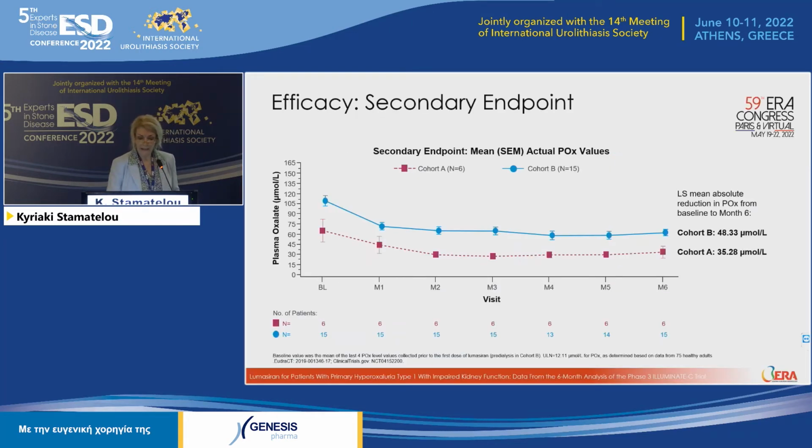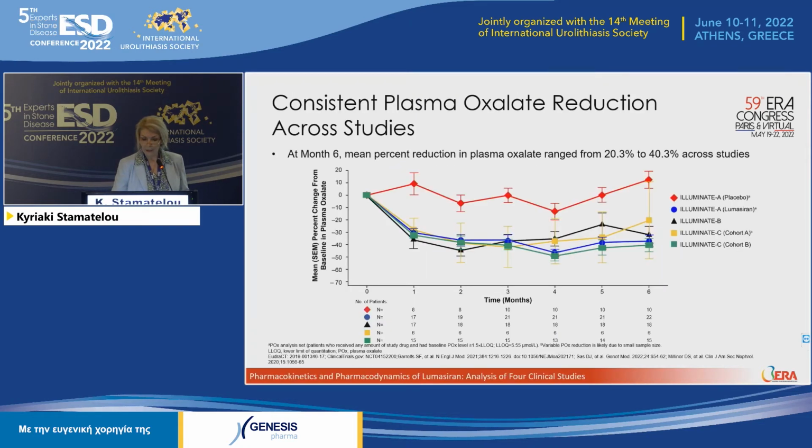The secondary endpoint also showed a satisfactory drop in both groups, the dialysis and the CKD patients. And this is a total of the results of the Illuminate studies. The red graph is the placebo patients. All the other patients are the ones who were taking lumasiran. So they had an impressive drop in their levels of plasma oxalate.